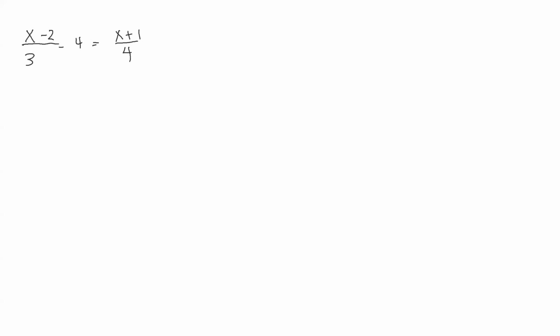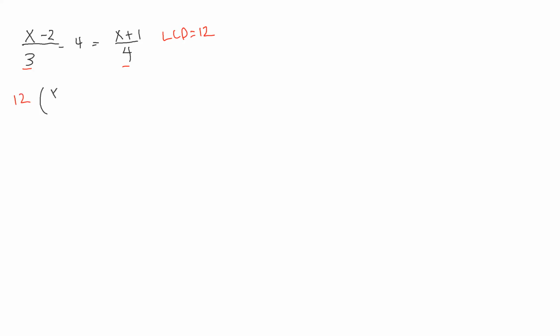Clean that up a little bit. Okay, so we want to look at our fractions. We have a 3 and a 4. We need to know what is the LCD. Well, the smallest number that 3 and 4 divide into is 12. So I'm going to multiply all of my terms by 12.